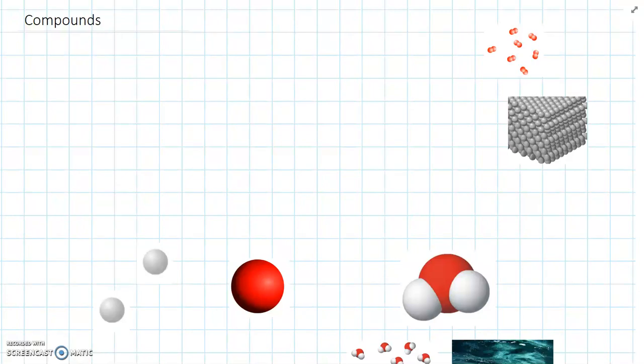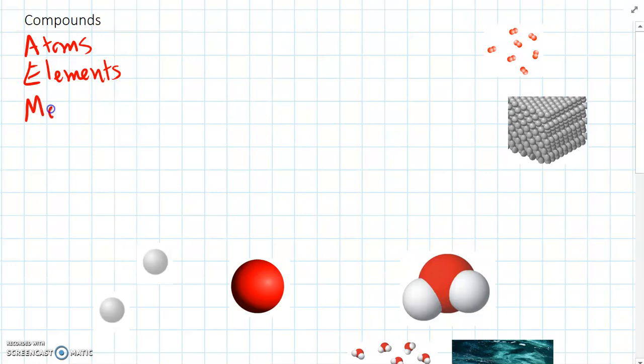We've been looking at different atoms and how there's lots of different types of atoms, and these are called elements. We've looked at atoms and elements, and we've also looked at how different atoms can join together to make molecules. So here's a couple of examples of different elements.